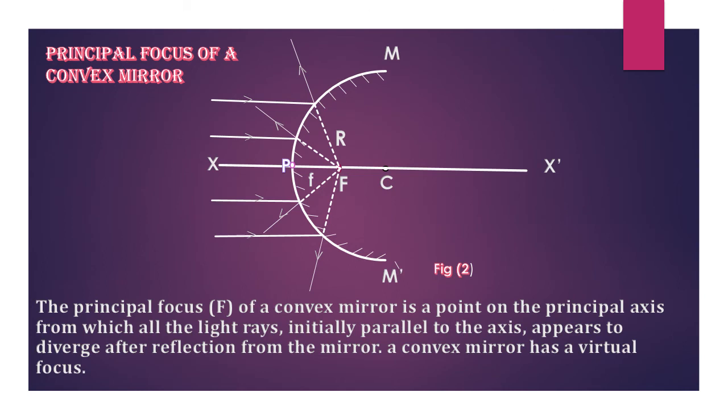So let us define principal focus. The principal focus of a convex mirror is a point on the principal axis from which all the light rays initially parallel to the axis appear to diverge after reflection from the mirror. So a convex mirror has a virtual focus. Why do we say a convex mirror has a virtual focus? Because actual intersection of light rays doesn't happen, and this focus lies behind the mirror. Hope children you understood the principal focus of a convex mirror.